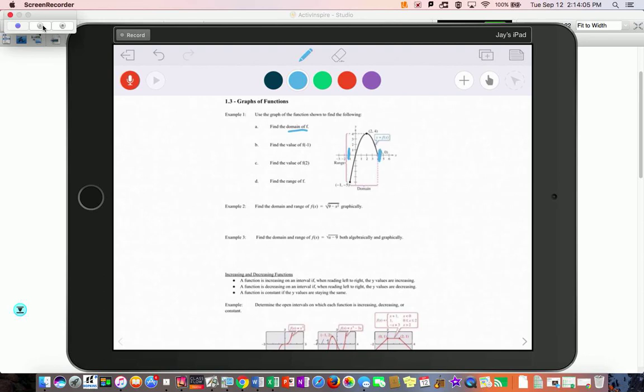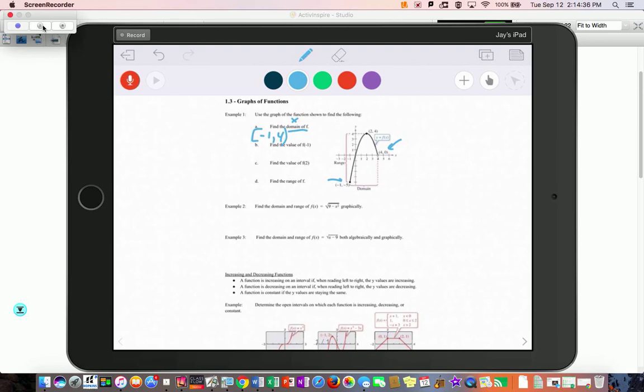So domain deals with x's or inputs. So we want to know how far the graph moves to the sides. And so in this case, it goes to the left to -1, and it goes to the right all the way to 4. Now this is a closed dot, so we put a square bracket around that. And this one over here is an open dot, so it gets a parentheses. So -1 to 4 is the domain.